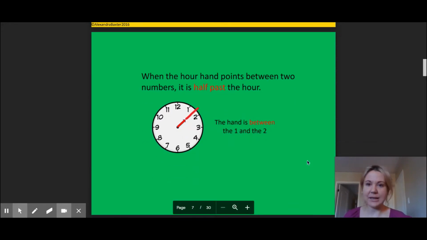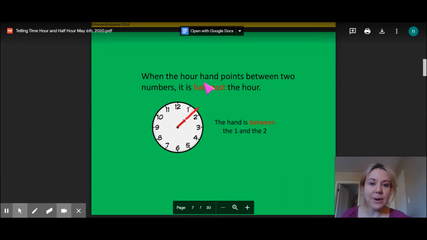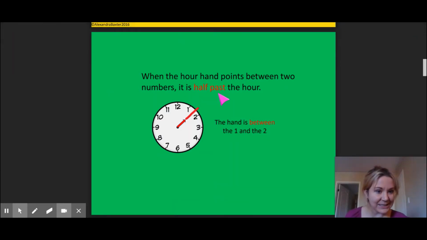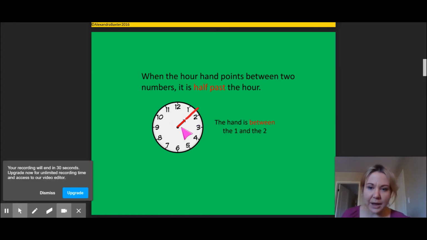Now here's where things get a little tricky. When the hour hand points between two numbers, it is half past the hour. Okay, so here the short hour hand is pointing right between two numbers. What two numbers is the short hour hand pointing between? That's right, the short hour hand is pointing between the 1 and the 2. It's not pointing at the 1 and it's not pointing at the 2. It's right between. Okay, good job.